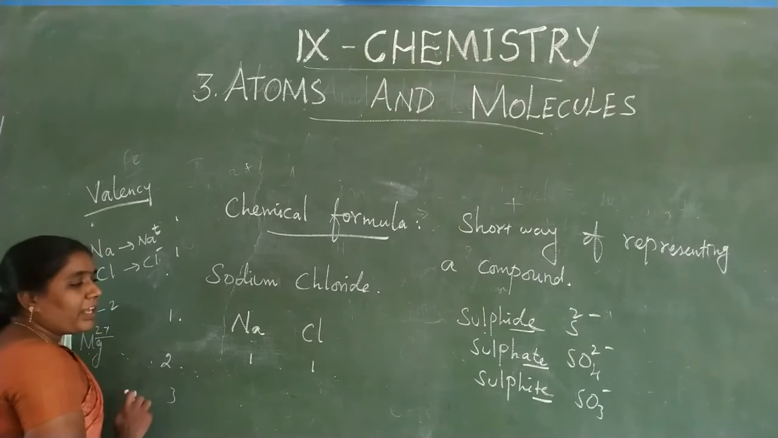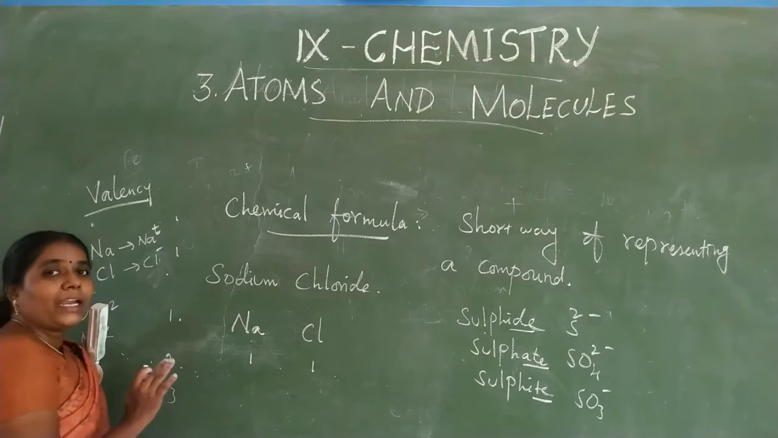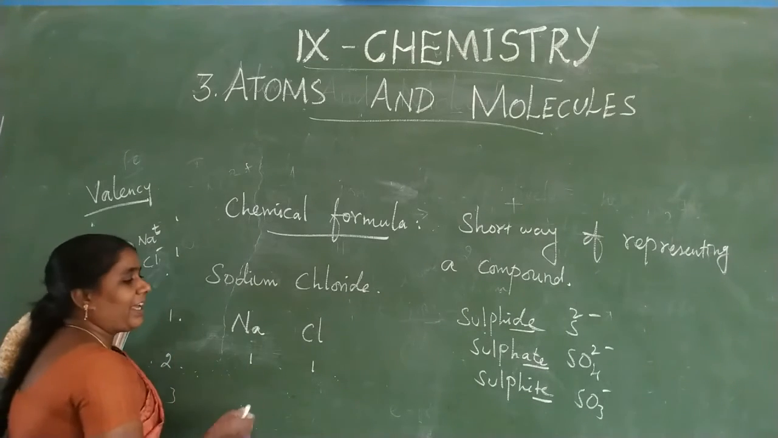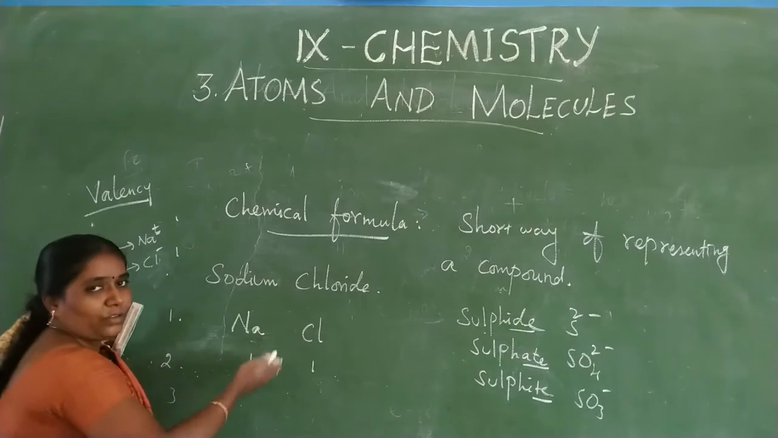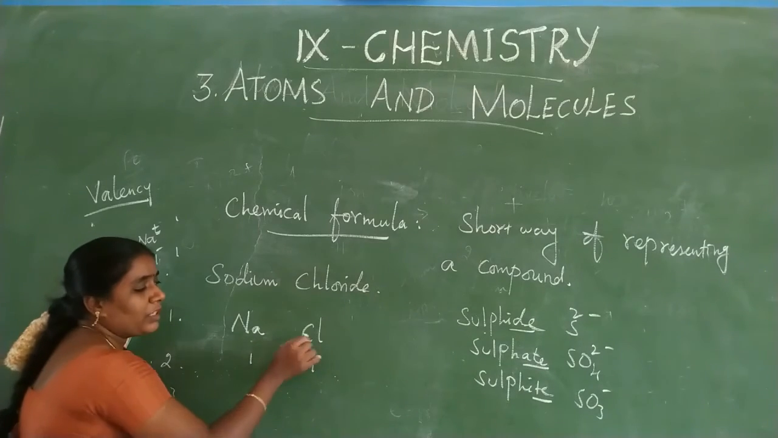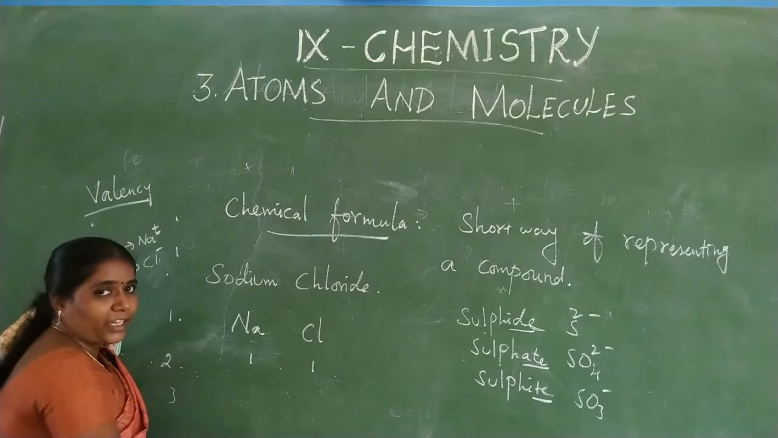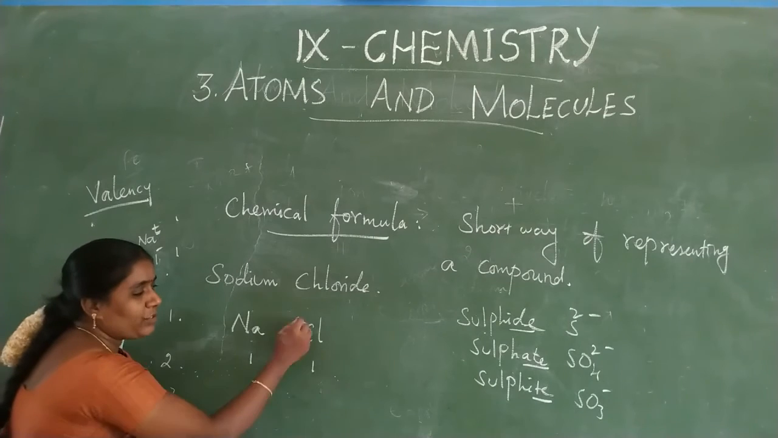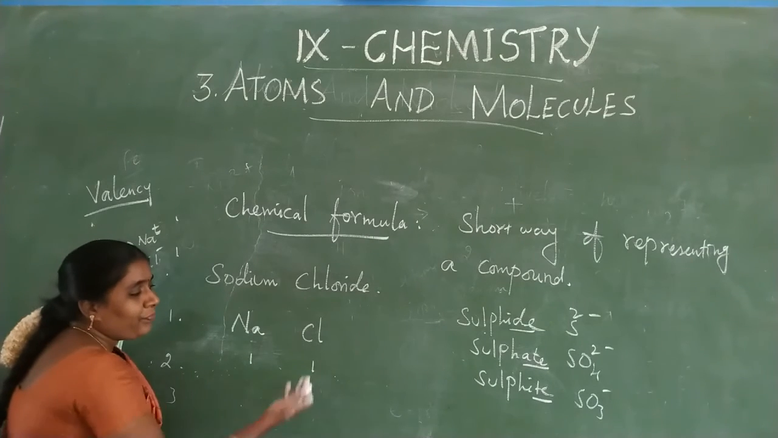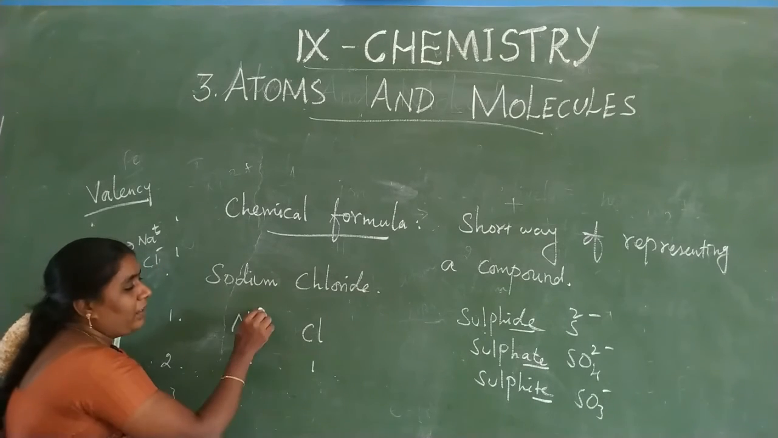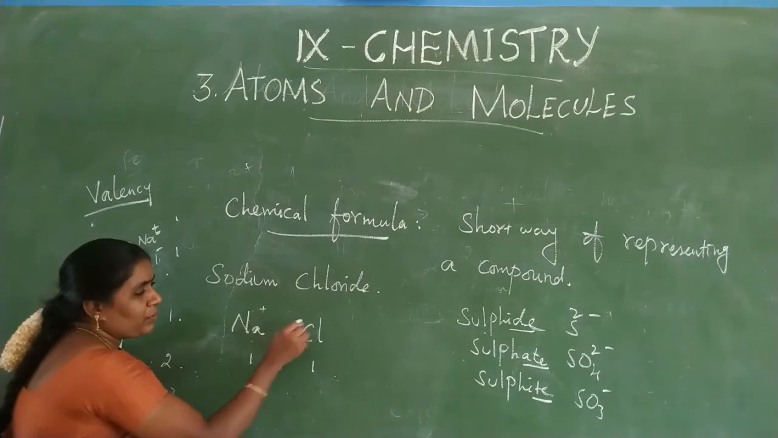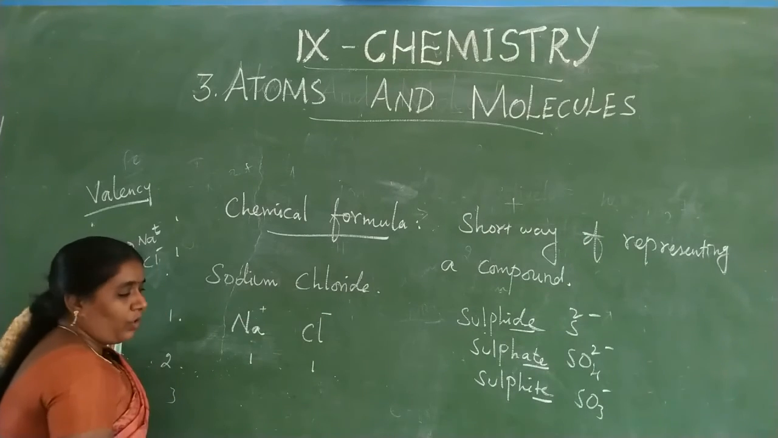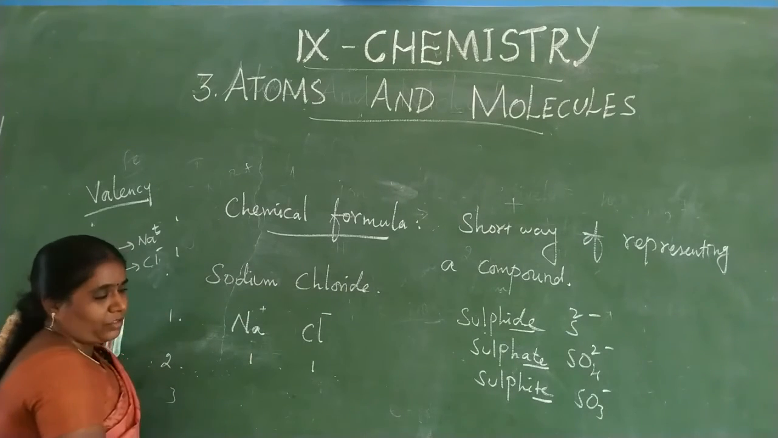Next step, if any compound radical is there, you must put it within brackets. There is no compound radical here. What is that? That is two or more atoms with a charge, a polyatomic ion. If there is any polyatomic ion, you should put it within brackets. There is no polyatomic ion. It is only Na plus, valency 1, Cl minus, valency 1. So 1, 1. No problem.